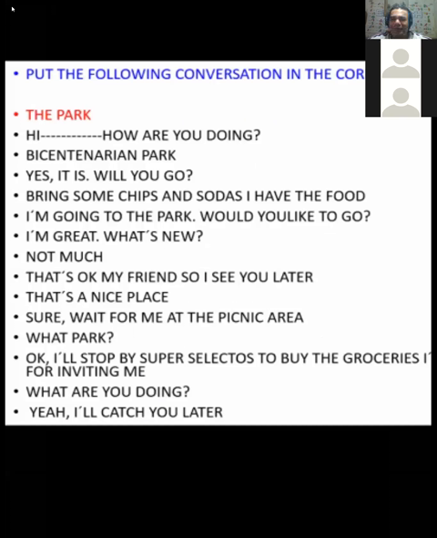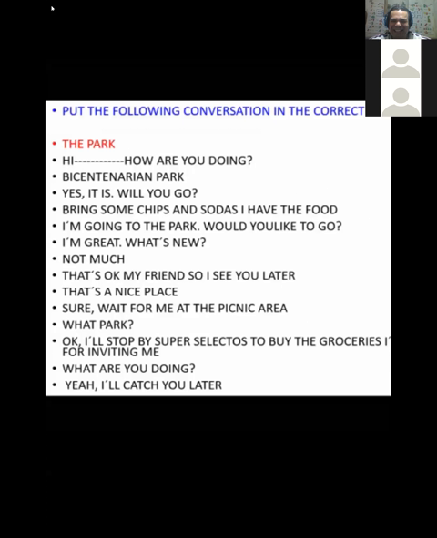Ya te dije la respuesta. Ah, sí, esa era como una posible respuesta que nosotros teníamos. Como la que sigue después de, I am great, what's new? Okay, I'm great, what's new? Not much. Esa sería la respuesta. No mucho. ¿Qué hay de nuevo? Not much. Y de ahí, what are you doing? ¿Qué estás haciendo? I'm going to the park. Ya estoy yendo para el parque. Would you like to go? ¿Te gustaría ir?